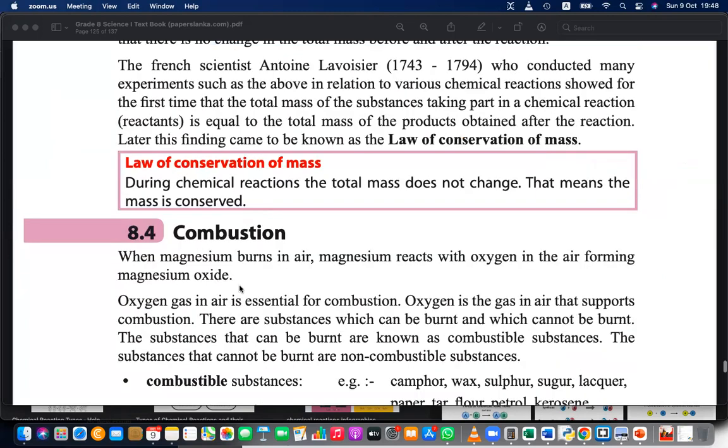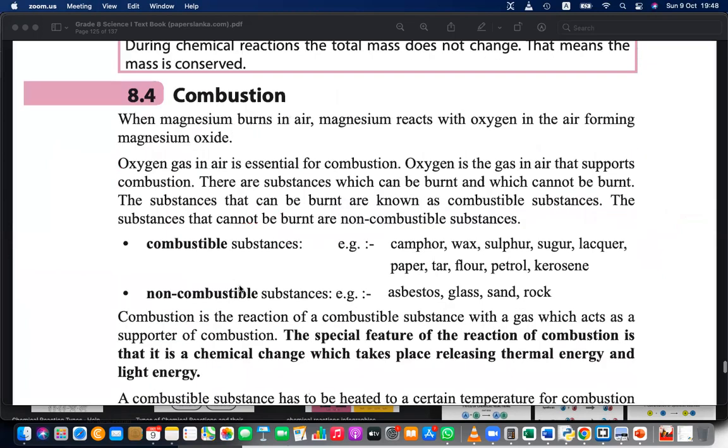8.4, combustion. So oxygen gas, right? Basically, that is a supportive substance for combustion.